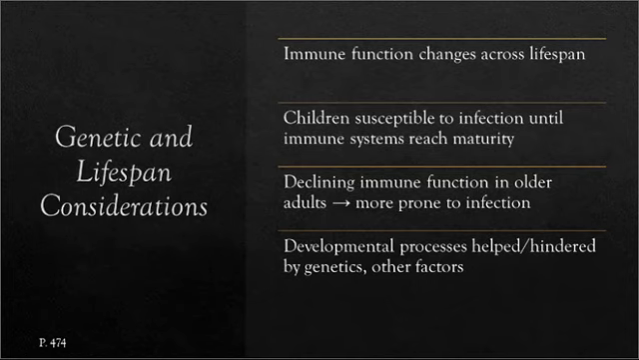Okay, genetic lifespan considerations. Our immune function changes across our lifespan. Think of it as the very young and the very old. Our immune system is not fully formed when we're born and we're very young, so children are more susceptible while their immune system is developing. Then when we get older, our immune system starts to decline. Our bone marrow isn't as zealous. Our whole immune system is decreasing, so it again puts us at higher risk for infections. Declining immune function in the older means more prone to infection.